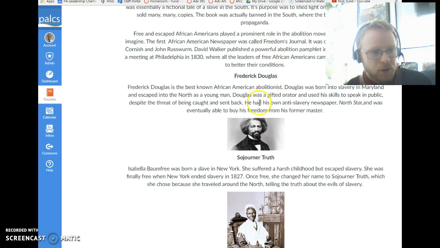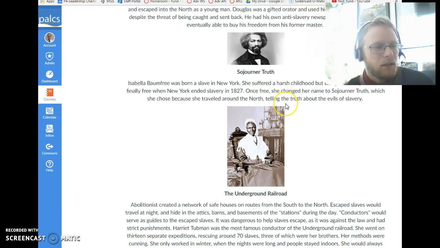And we talked about Frederick Douglass. We're going to hit Sojourner Truth now. Her original name was Isabella Baumfree, and she was born a slave in New York, so in the North. She suffered a harsh childhood but was able to escape from her master, and she was finally free when New York ended slavery officially in 1827.